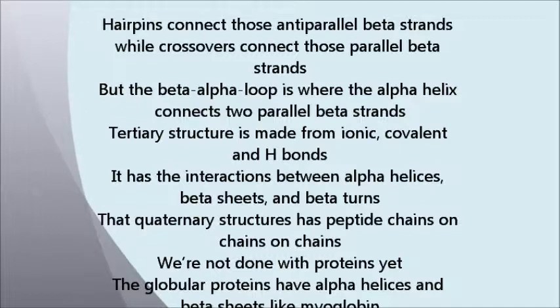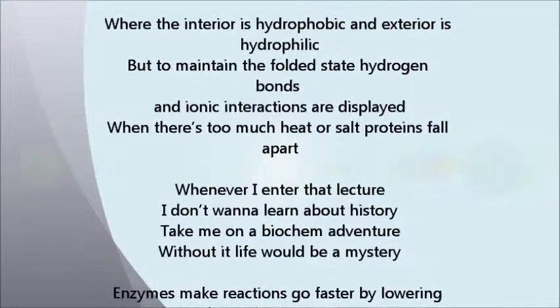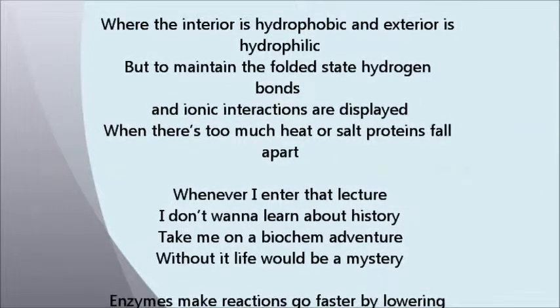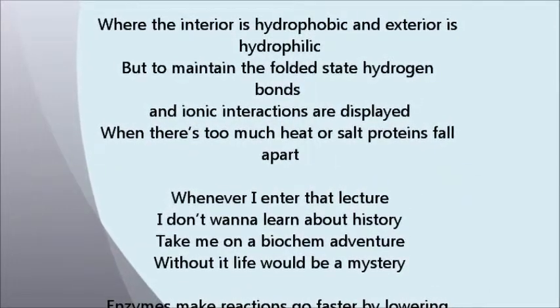Tertiary structure is made from ionic, covalent, and H bonds. It has the interactions between alpha helices, beta sheets, and beta turns. That quaternary structure has peptide chains on chains on chains. We're not done with proteins yet. The globular proteins have alpha helices and beta sheets like myoglobin, where the interior is hydrophobic and exterior is hydrophilic. But to maintain that folded state, hydrogen bonds and ionic interactions are displayed. When there's too much heat or salt, proteins fall apart.